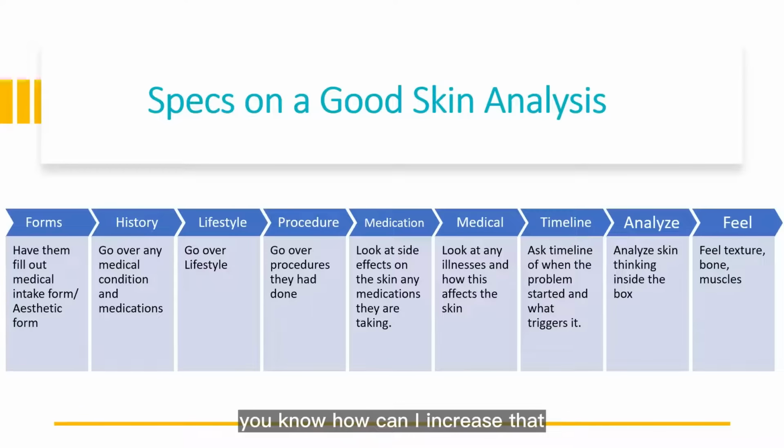How can I increase that? Whatever problem they have, I'm going to be looking inside. They have the laxity. It's the muscle layer. They're getting older, and the muscle needs to be tightening. Okay, HIFU. It's going to be great because we're going to create some tightening.